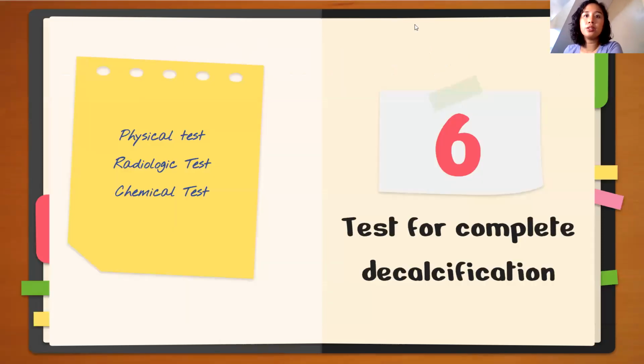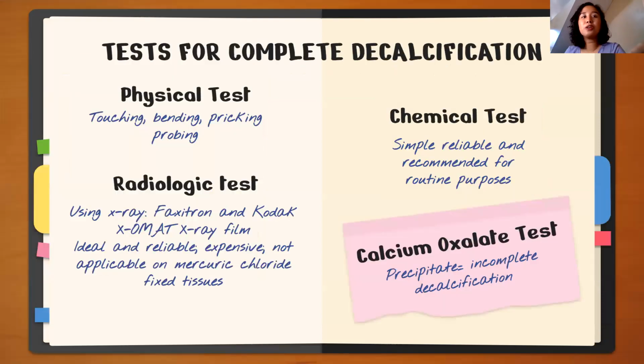So class, finally, test for decalcification. We have 3: physical test, radiologic test, and chemical test. For the physical test, you handle the bone. Touch it, bend it, prick it, probe it, to see if there is still calcium. I'm not an expert, so this is very unreliable, okay?